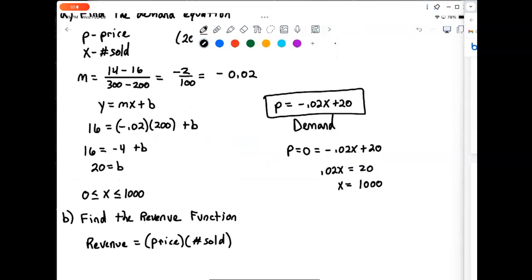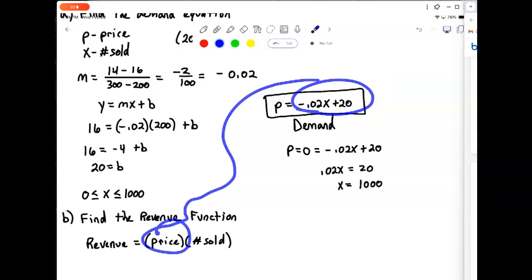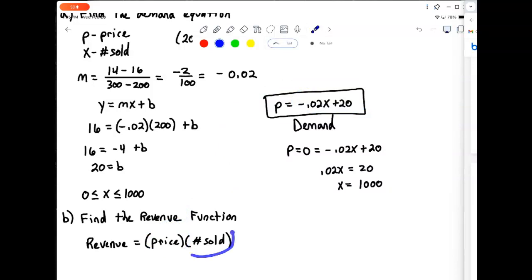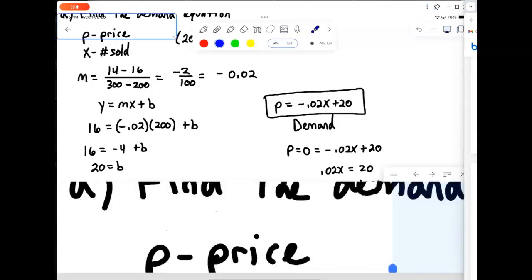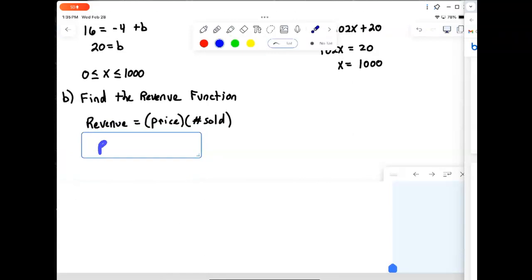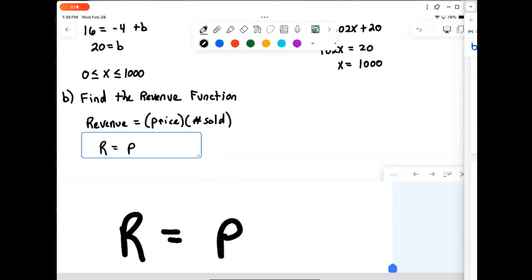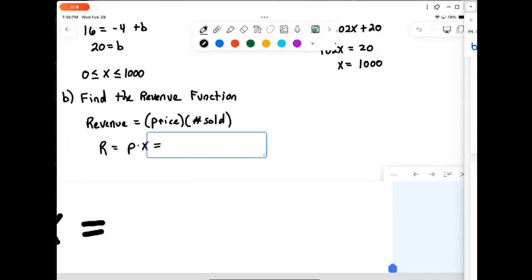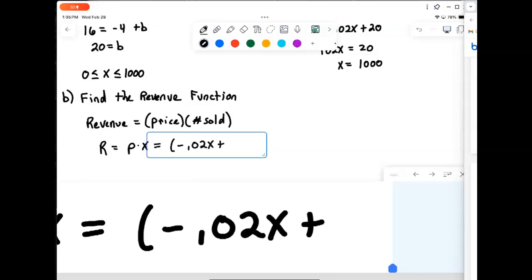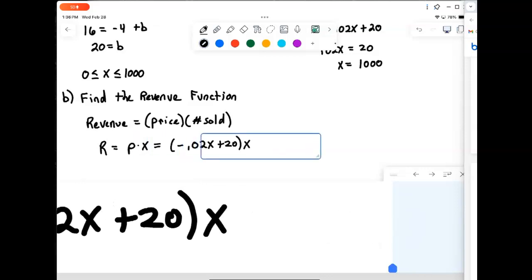So if we have the demand equation, the relationship here between the price and the number sold, whichever way that's written, this time it's written as P in terms of X, then we can substitute in for that. We can take that p-value, p equals that stuff, and replace our price with that expression. And that will give us our revenue in terms of numbers sold. If it was the other way, we could get revenue in terms of the price. So here, revenue is equal to P times X. But we know P was negative 0.02X plus 20. And then multiply that times X.